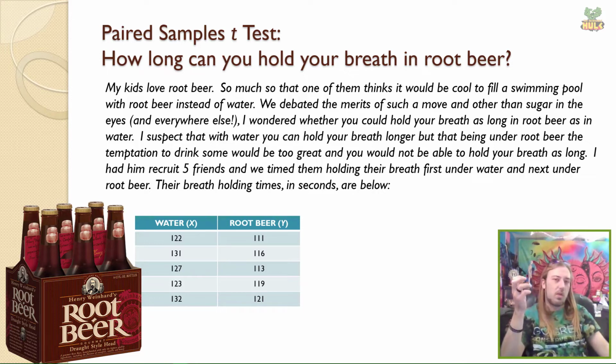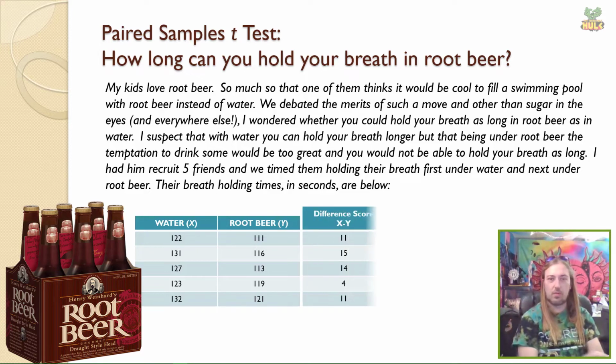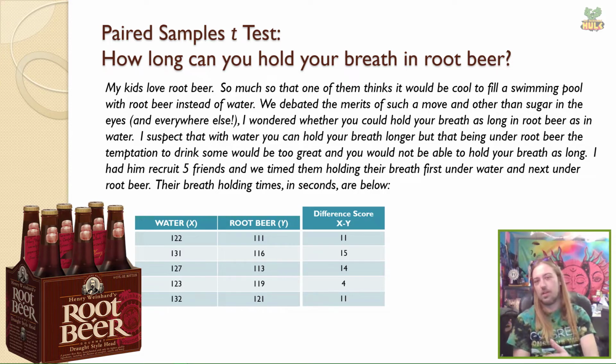Okay, so I said one of the first things we do in a paired samples t-test is to create a difference score. A difference score merely subtracts y, in this case, the time for holding your breath under root beer, from x, the time holding your breath under water. Right, so we can do that really easy. X minus y. 122 minus 111 gives you 11. 131 minus 116 is 15. Right, and so on and so forth.